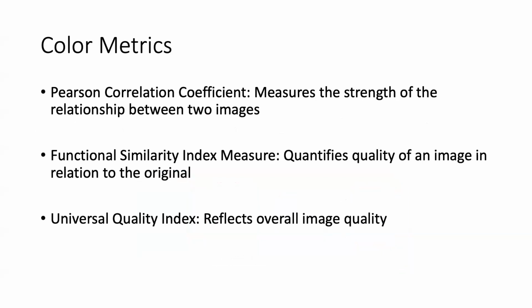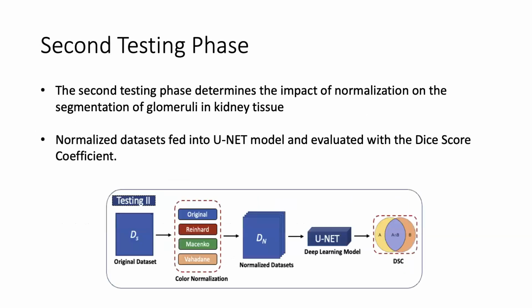I used the Pearson correlation coefficient and the functional similarity index measure, which both assign scores based on the strength or quality of an image compared to an original image. So in our case, this would be comparing the normalized image to the original non-normalized image. I also used the universal quality index to measure overall image quality of the normalized images.